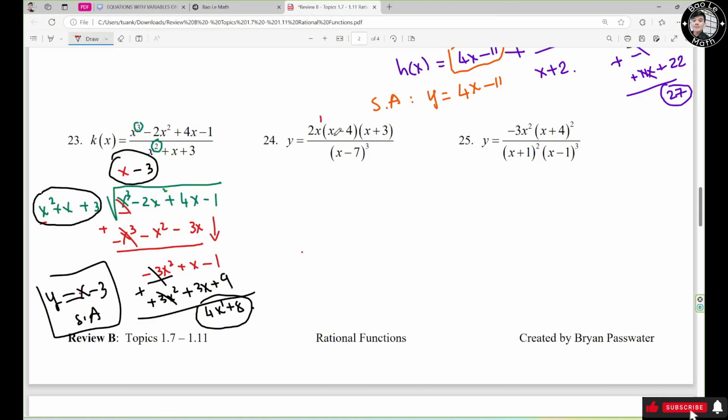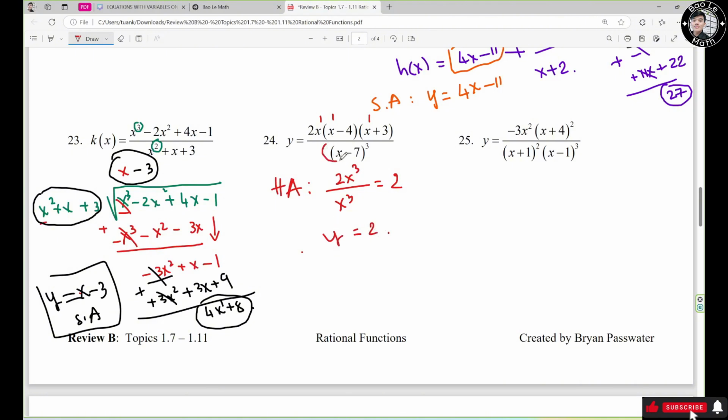The degree here is 1. The degree here is 1. The degree here is 1. So the total is 3. The degree on the bottom is 3. So the numerator and denominator have the same degree, so we have the horizontal asymptote only. Now the leading term on the numerator is 2s times s times s, which is 2s cubed. The leading term on the denominator is s cubed only. So the ratio is going to be 2. So y equals 2 is the horizontal asymptote.